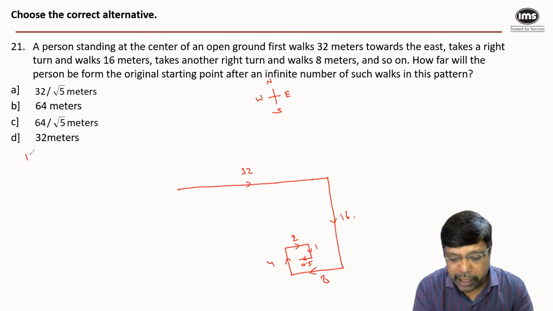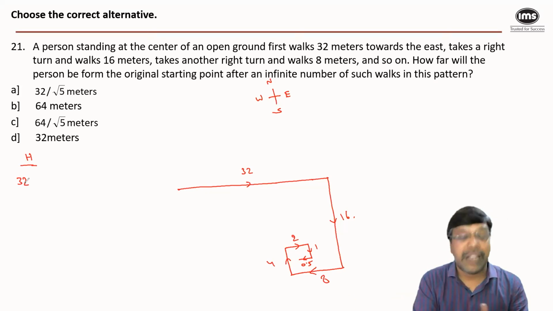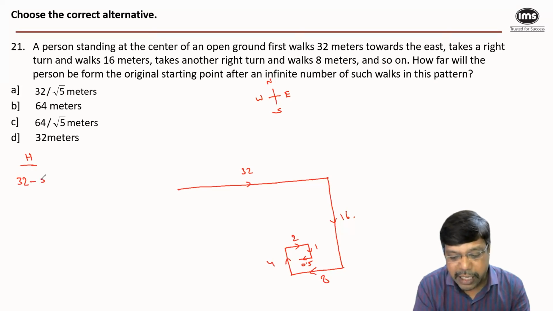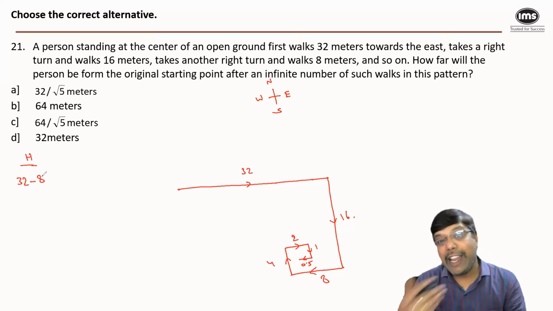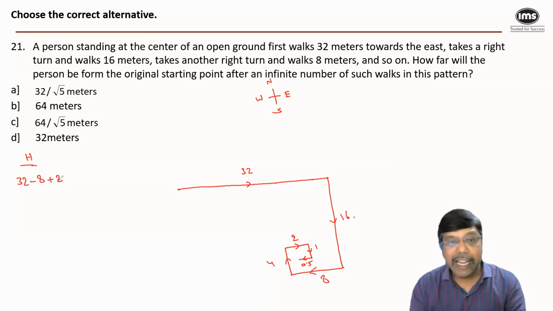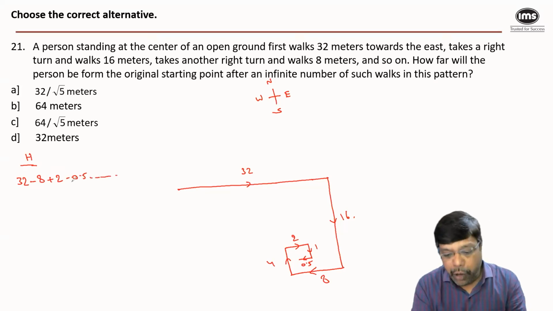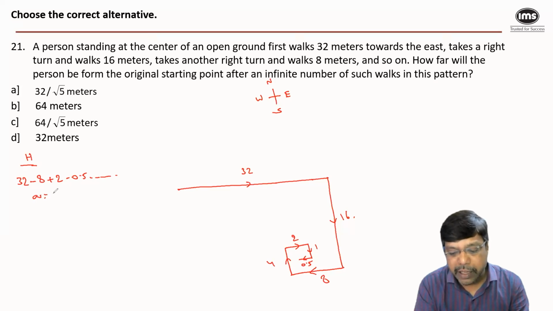Now, if I look at the horizontal distance covered, it is 32. And then I have 8 meters horizontal, but towards west. So which means reverse direction, -8. Now next 2 meters towards east, so +2. Again, 0.5 in reverse direction, and so on. Now, if you observe, this is a GP with the first term as 32 and the common ratio as -1/4.